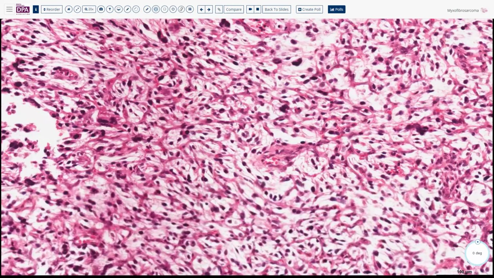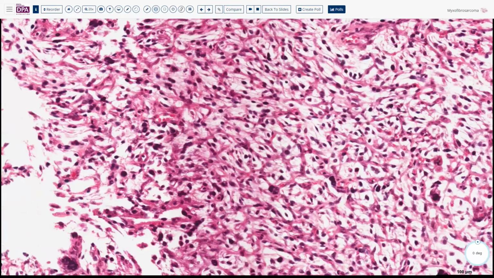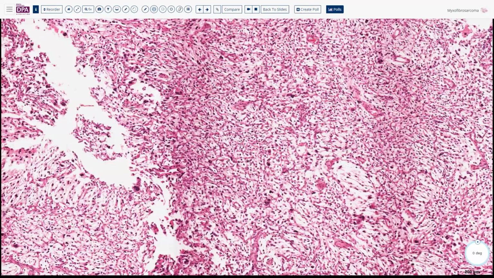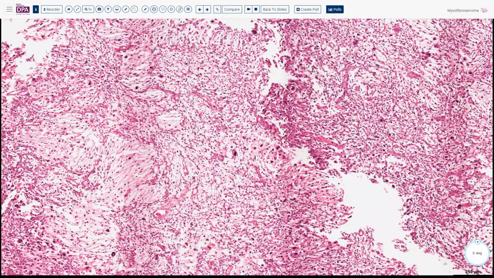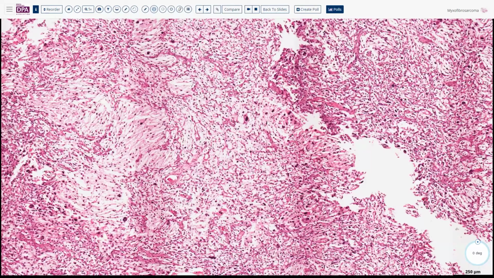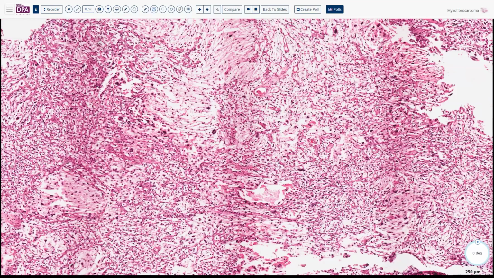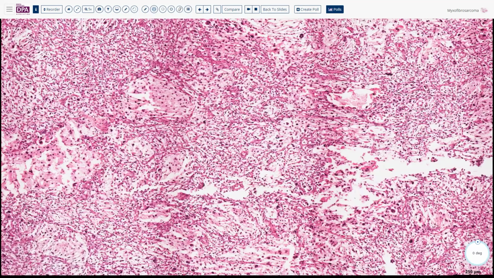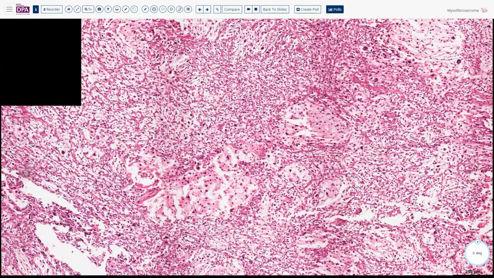Now, as I went through these cases, one of the interesting things in looking at these old cases from my teaching files was to recognize how nomenclature has changed over time. So this went into my teaching files as an example of inflammatory malignant fibrous histiocytoma. Well, you can go searching WHO categories now, and you won't find that term used with any of the modern tissues.